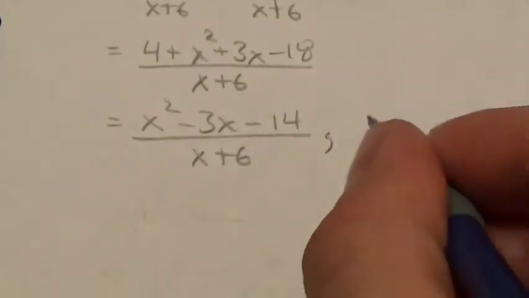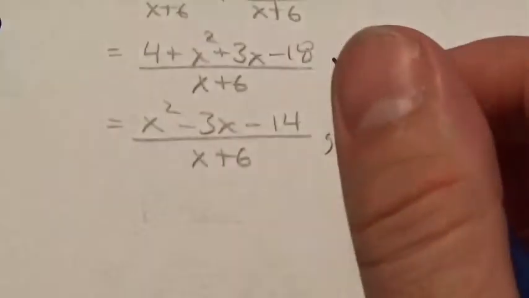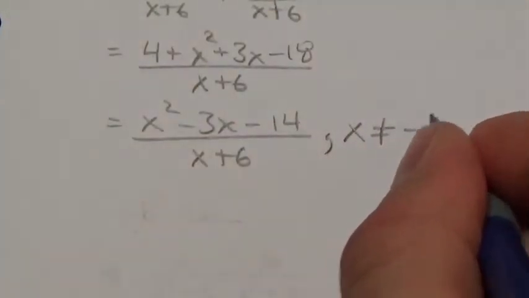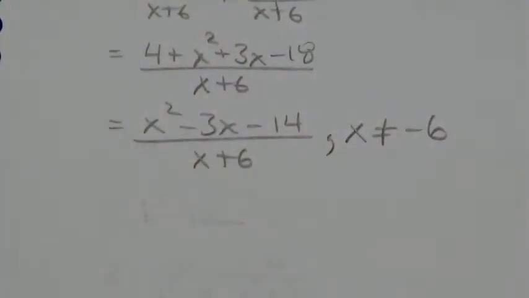Let's state our non-permissible. And because I didn't have to cancel any denominators, the restriction I see at the end is the restriction in this problem. X can't equal negative 6.